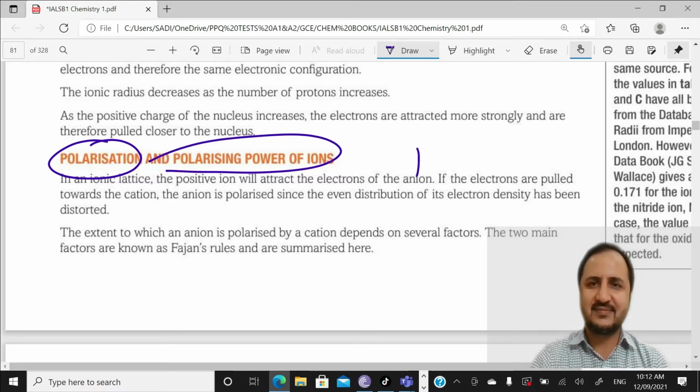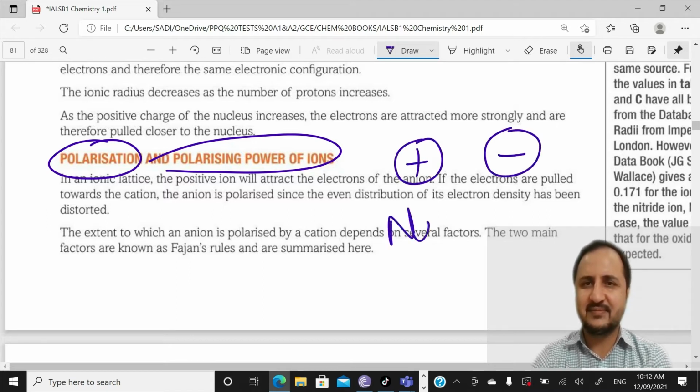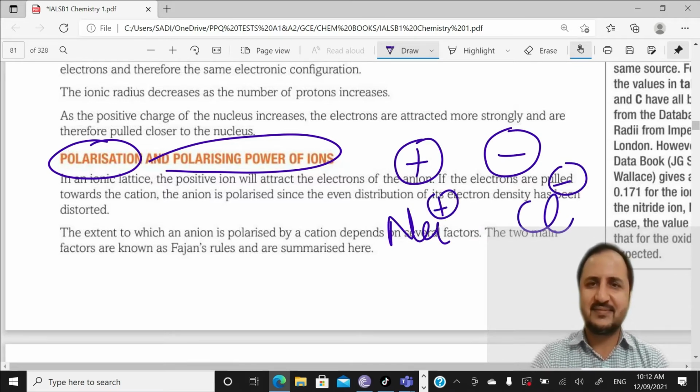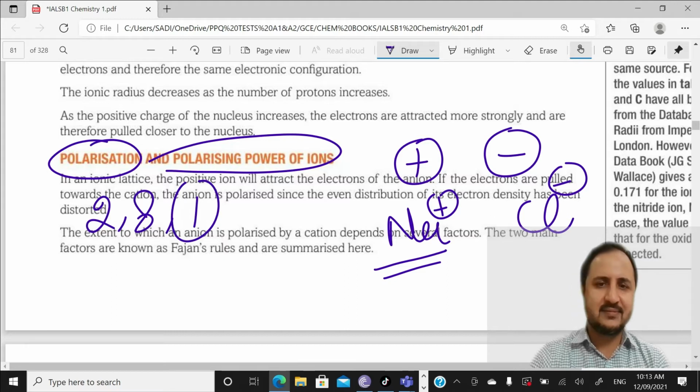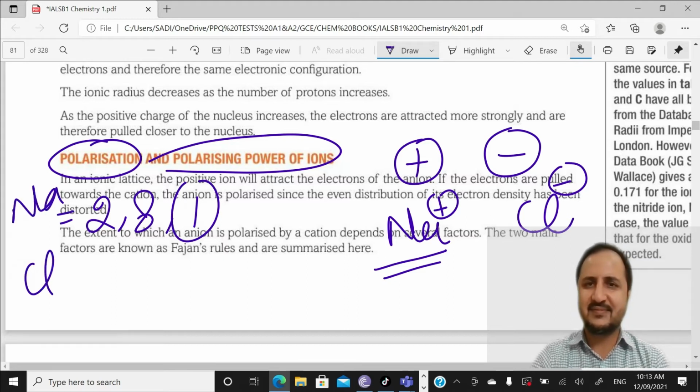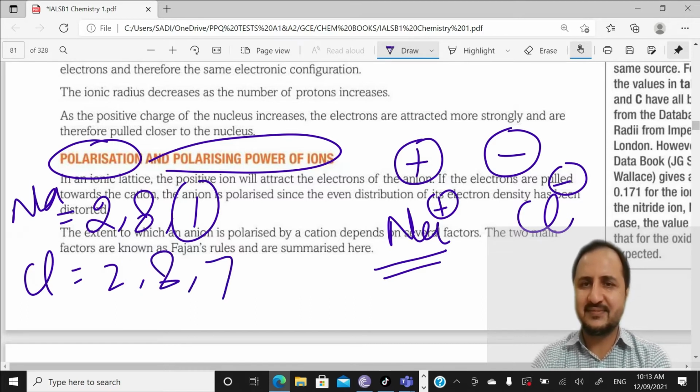Let me explain that to you. We have a positive ion and we have a negative ion. We have sodium positive and chloride minus 1 in the ionic compound. Polarization and polarizing power, these two things I need to explain to you. The positive ion, which is losing its electron: sodium was having, what was the configuration? 2, 8, 1. And for chlorine, what was the configuration? It was 2, 8 and 7. Sodium was losing this electron to chlorine.